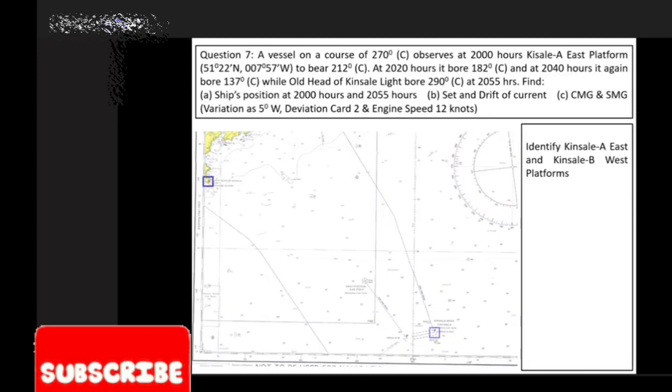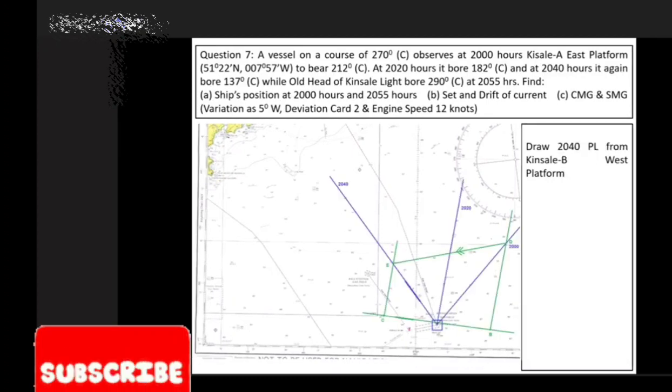Now we come to this plot. What was the bearing at 2000 hours of Kinsale A, beta? Sir, 219.5. So this is the first bearing where I put the tick. What is the 2020 bearing? 189.5, sir. So this is the second bearing I have plotted. And what is the third bearing? 144.5, sir. And this is the third bearing I have plotted. Got it, guys? And then we went by 3-point bearing to get this CMG. I'm sure up to this part it's okay with everybody.